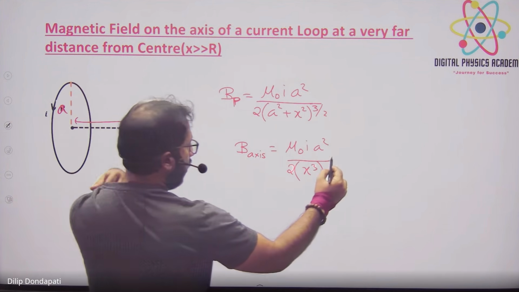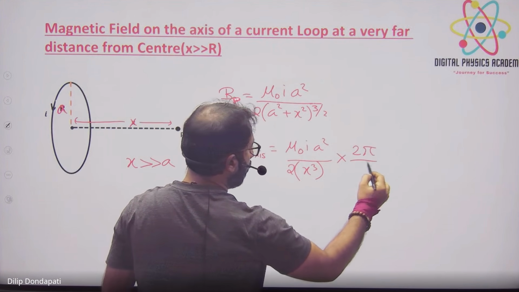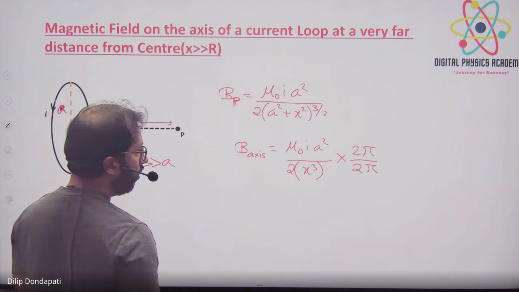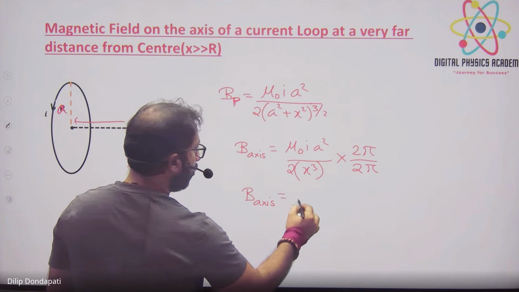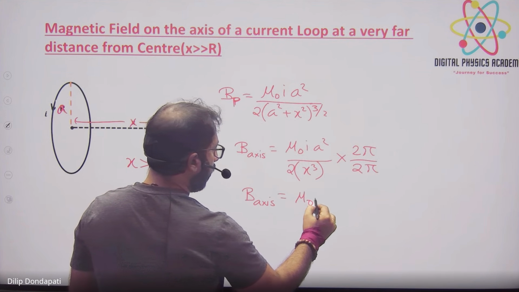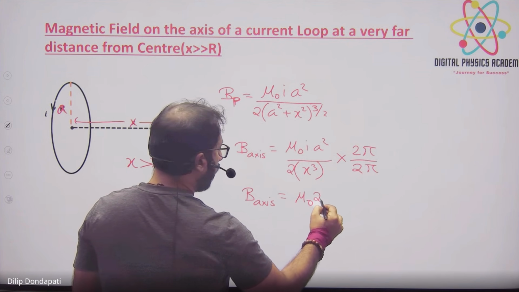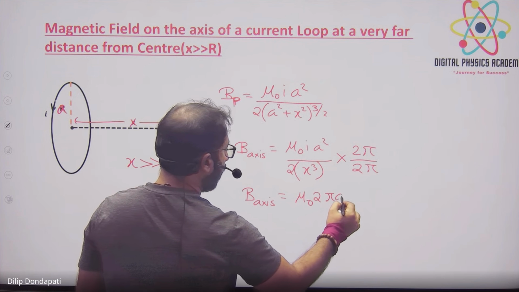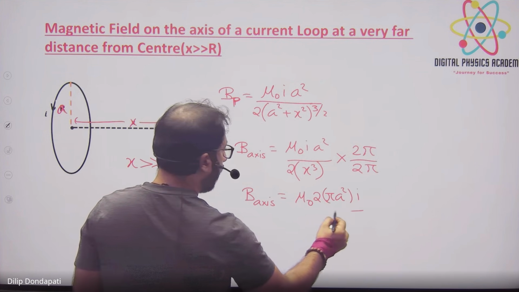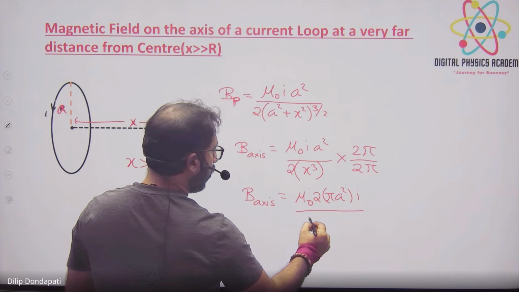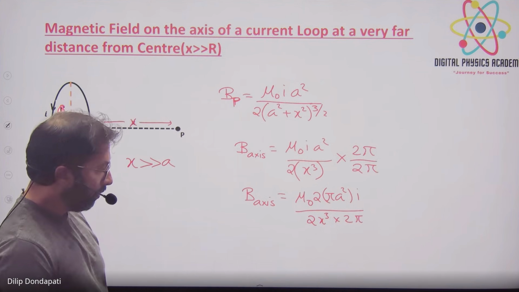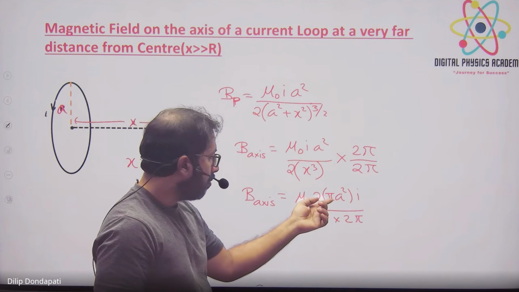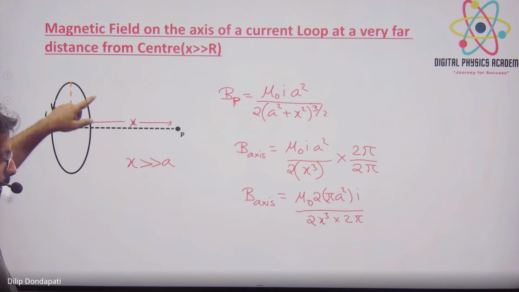Look, I am multiplying and dividing by 2 pi. So B at axis is equal to mu naught times 2 times pi a square I by 2x cube into 2 pi. Now tell me, what will I do? This pi a square is what? Pi a square is nothing but the area.